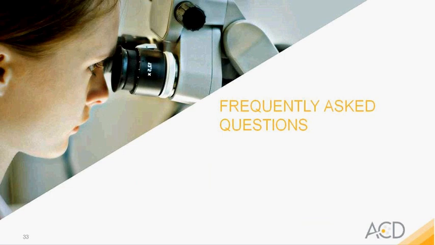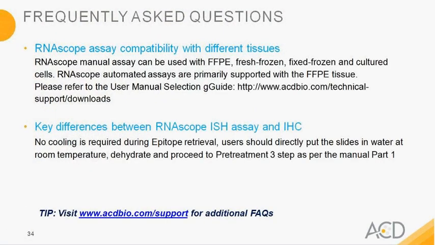I'll now review some of the frequently asked questions that we get through our technical support channel. One of the questions is how RNAscope is compatible with different tissues. We have compatibility with FFPE, fresh frozen, fixed frozen, and cultured cells. For automated assays, we are primarily supporting FFPE tissues. You can refer to our user manual selection guide for technical support, downloads for our manuals, and also measuring and determining which protocol you need and which assay goes with the samples that you have.